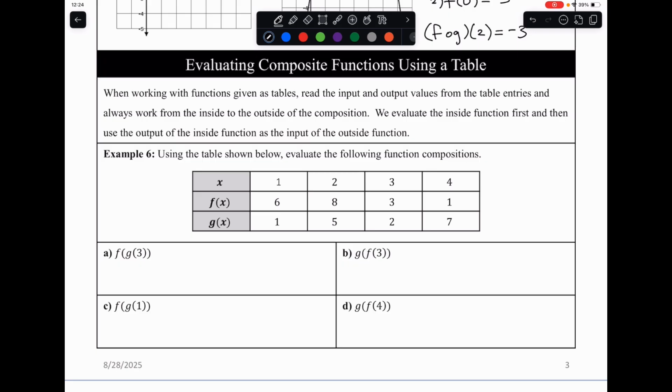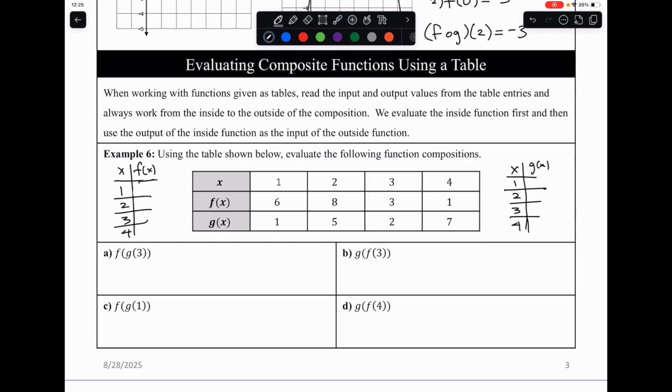Now, because these tables are fused together, one thing I like to do just to stay a little more organized and make it easier to read the numbers is to create a separate table for the two functions that I have, f and g. Now the input values, the x values for each one of them, are going to be the same. They're going to be 1, 2, 3, and 4.